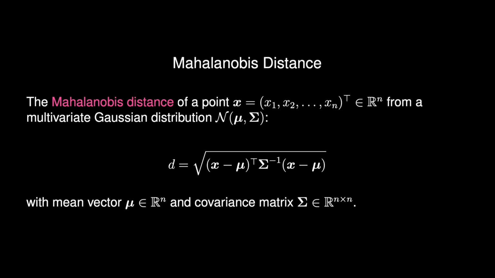Here's a generalization of Euclidean distance. The Mahalanobis distance replaces the identity matrix with the inverse covariance matrix. This is a sigma inverse. This simple change allows the distance to account for the scale and the correlation structure of the data.